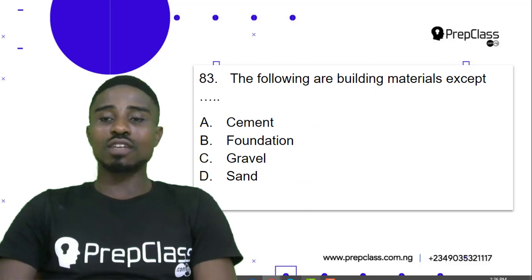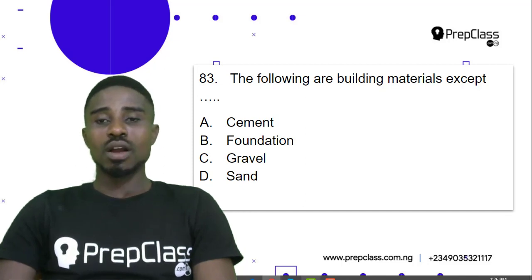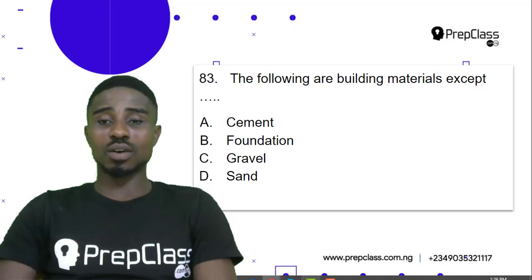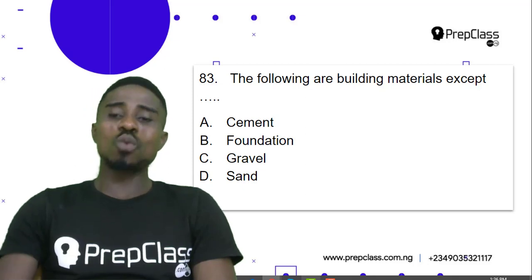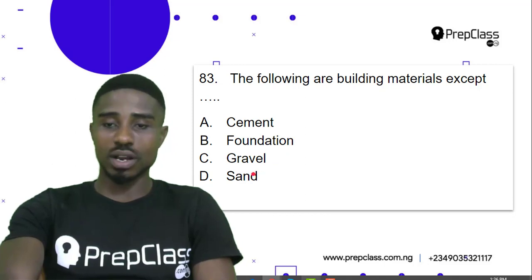Question 83. The following are building materials except: A. Cement, B. Foundation, C. Gravel, D. Sand. For us to carefully select the correct answer, we need to analyze all of the options and see which one best answers our question. Now, which one of these is not a building material?